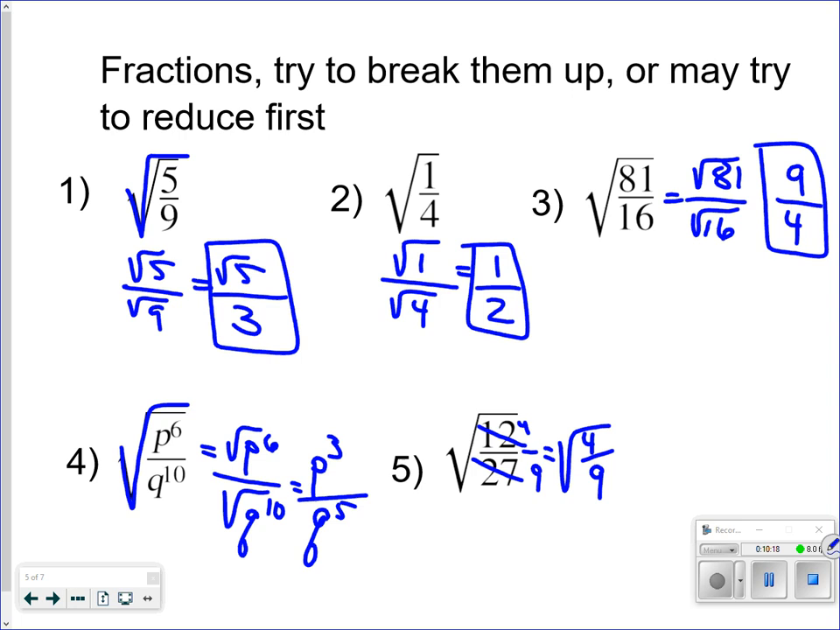Now I'll go ahead and write it as pieces. Square root of 4, square root of 9, and those are both on your list. What does 4 come from? And what does 9 come from?